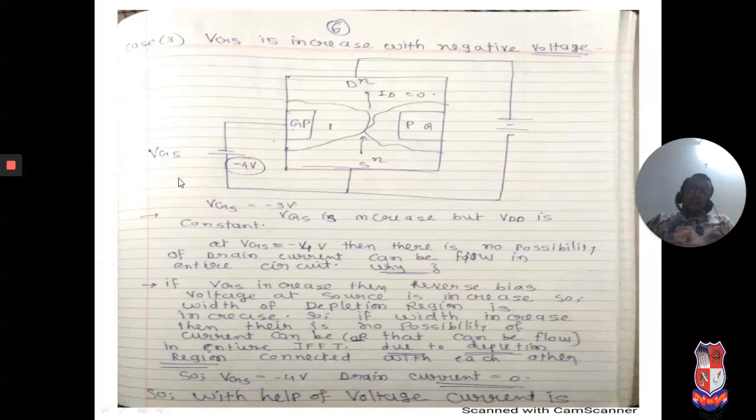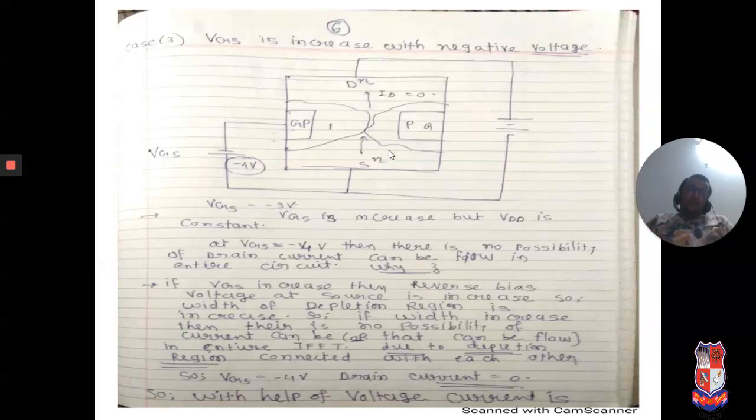Now I take VGS equal to -4. If we increase VGS up to -4 volt, then the P terminal consists of maximum negative voltage, and here there is positive voltage due to the presence of VDD. So the depletion regions overlap each other. See this figure very carefully. The depletion regions overlap each other, so electrons cannot travel from source to drain.